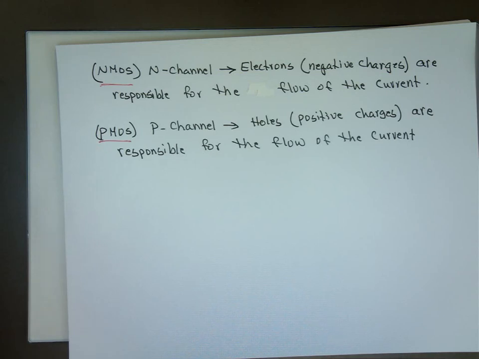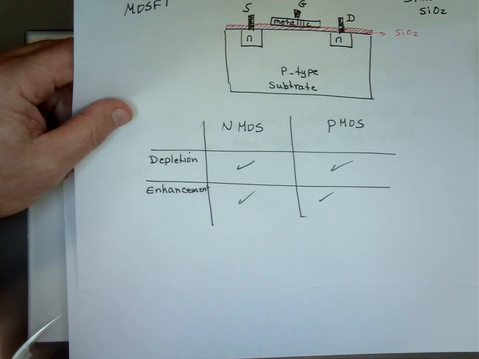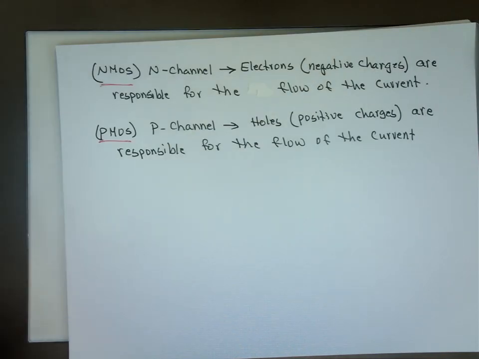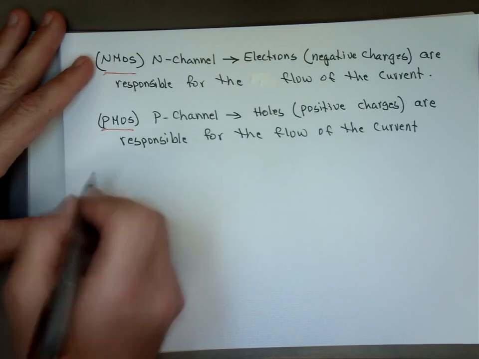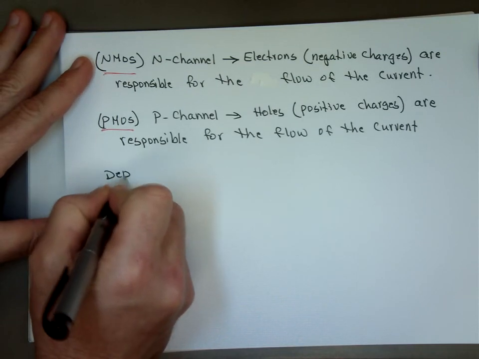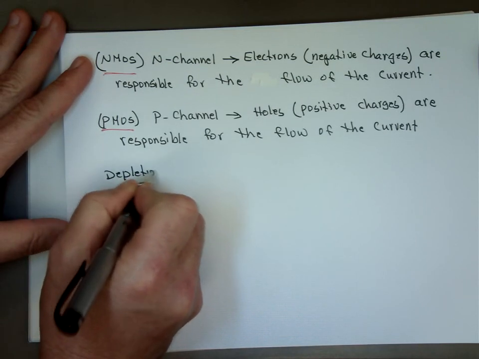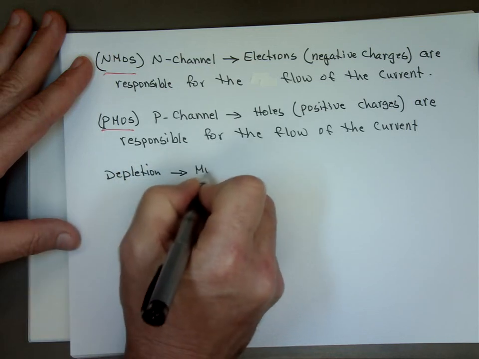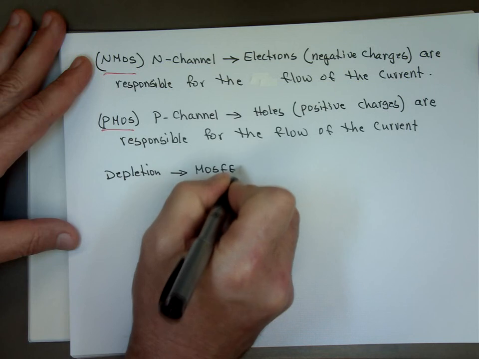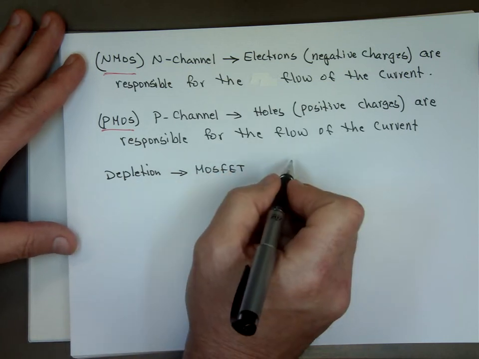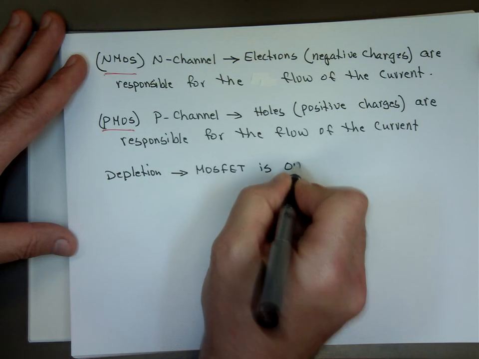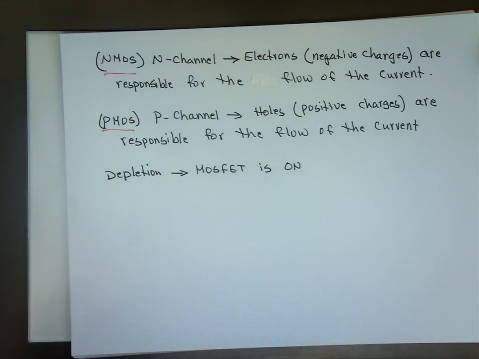We said also a MOSFET can work in depletion mode, or it can be in enhancement mode. Depletion, when you hear the word depletion, that means the MOSFET is on by default. It's going to work like a switch that's already connected, closed. It's on by default.